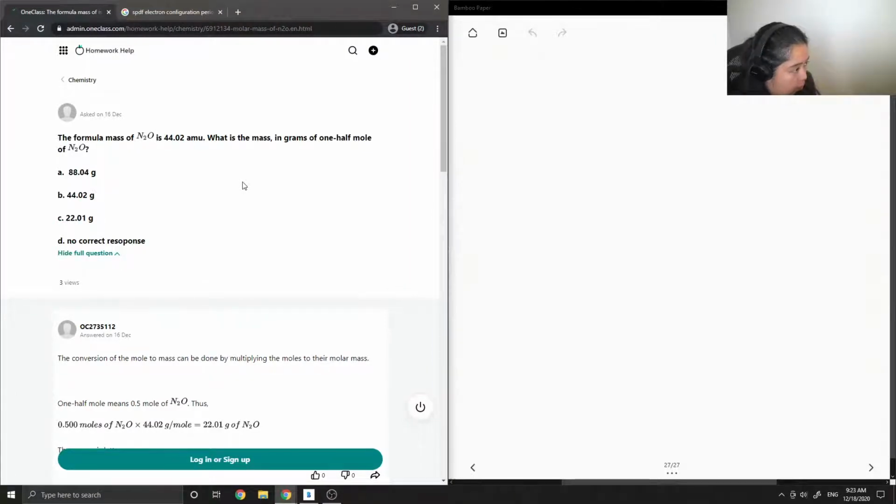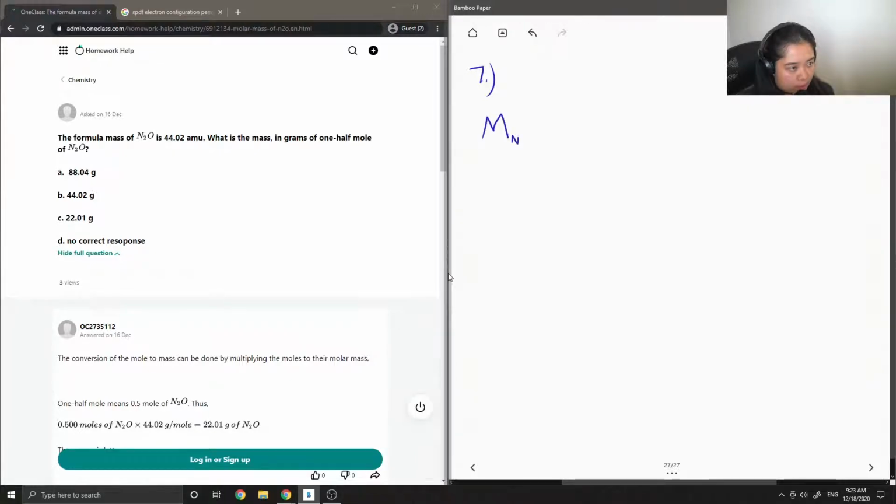Okay, so the next question: the formula mass of N2O is 44.02 AMU. So that just stands for atomic mass units. What is the mass in grams of 1/2 mole of N2O? Okay, so when we have the formula mass equal to 44.02, this also has the same value as the molar mass, which is in grams per mole. So we can say the molar mass of N2O is 44.02 grams per mole.